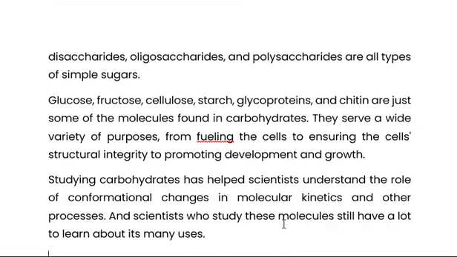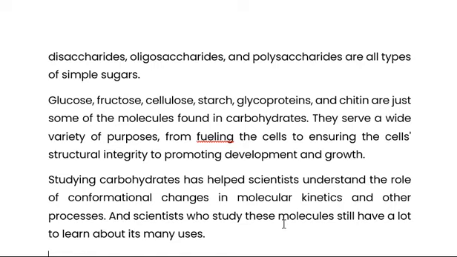Monosaccharides, disaccharides, oligosaccharides, and polysaccharides are all types of simple sugars. Glucose, fructose, cellulose, starch, glycoproteins, and chitin are just some of the molecules found in carbohydrates. They serve a wide variety of purposes, from fueling the cells to ensuring the cell's structural integrity is maintained and to promoting development and growth.